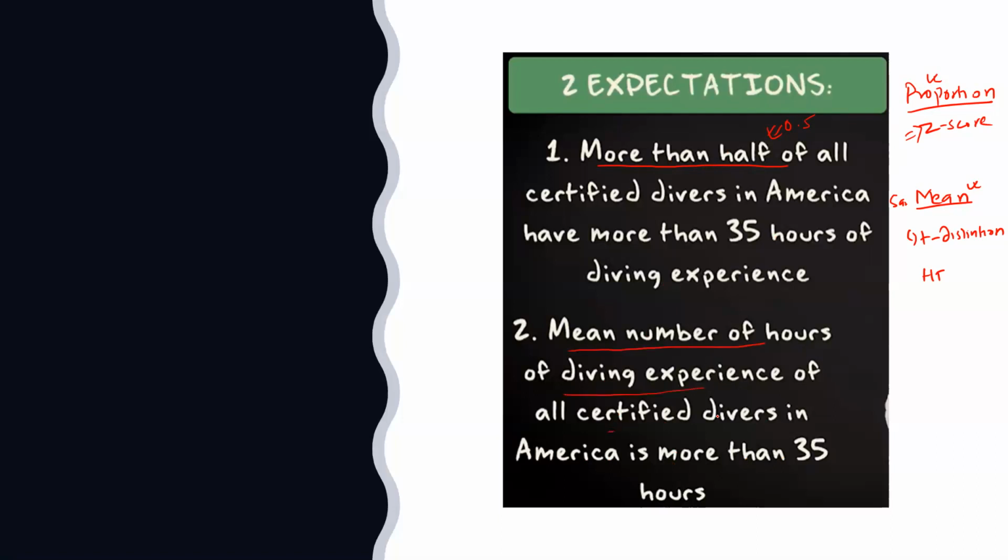So here we will compute the T distribution. This would be my T distribution and this would be my Z distribution. Whenever we're talking about the mean, we compute the T distribution, and whenever we are talking about proportion, we use the Z score. In the first example, we are talking about proportion, more than half, so we will use the Z score. In the second, we are talking about the mean number of hours, so we will use the T distribution.